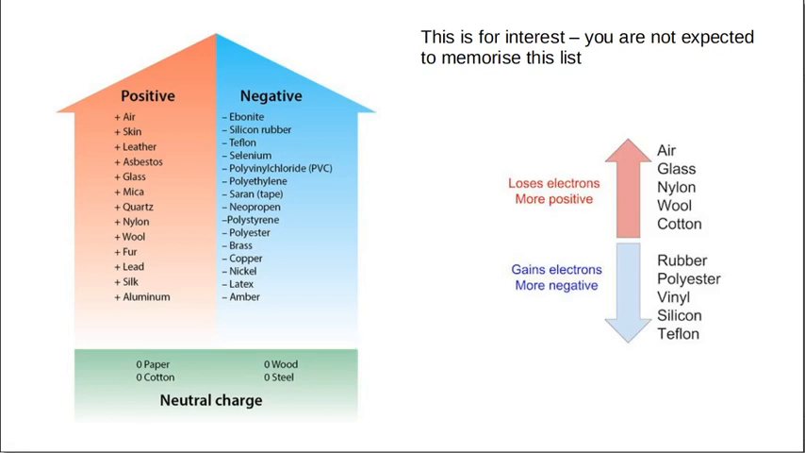So this is the triboelectric series. These are things that are more likely to get a positive charge, and these are things that are more likely to get a negative charge. So the brief one: rubber, polyester, vinyl, silicon, and Teflon are more likely to gain electrons, and nylon, wool, and cotton are more likely to lose electrons. So if you've got a piece of wool and a piece of, say, vinyl, which is a plasticky kind of stuff, and you rub the vinyl with the wool, all the electrons would jump off the wool onto the vinyl.